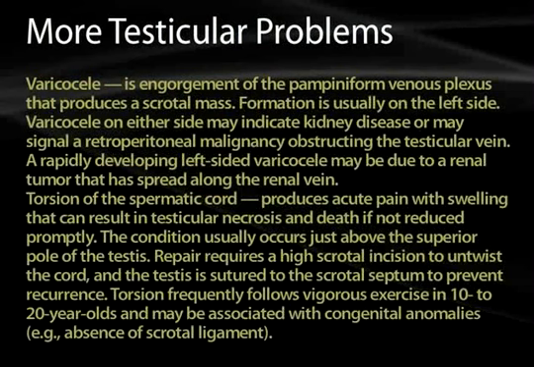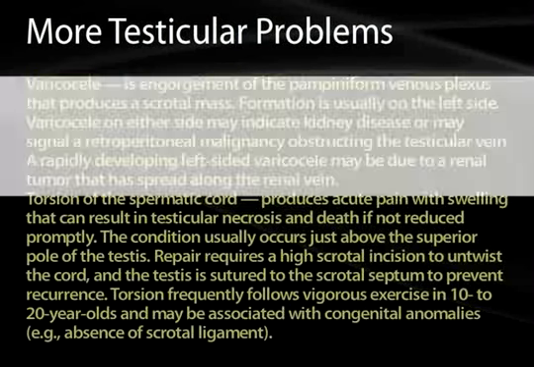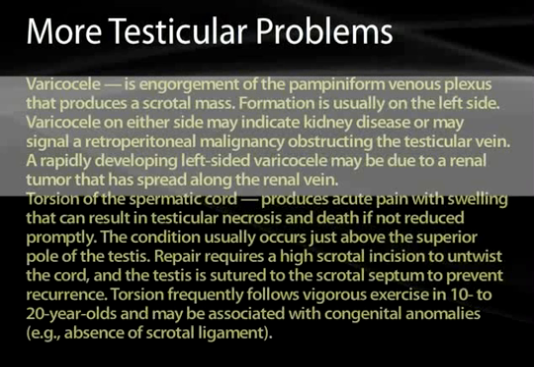There are a couple more testicular problems that we should discuss. One is testicular varices, which is an engorgement of the pampiniform plexus of veins, and they produce a scrotal mass as they become dilated. They are typically on the left side, which may indicate some problems with the kidney, because kidney disease and retroperitoneal malignancy may obstruct the drainage of the testicular vein, or they can develop rapidly as a result of a renal tumor.